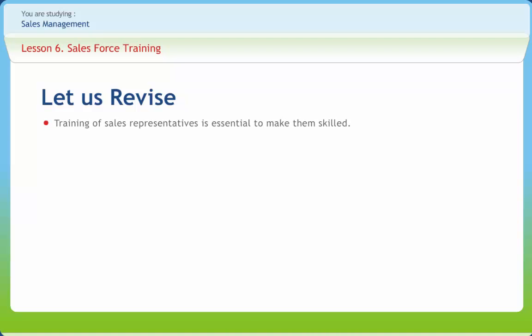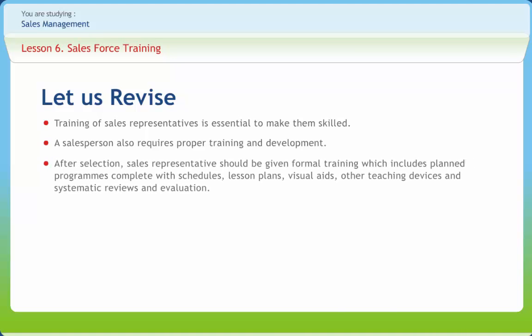Training of sales representatives is essential to make them skilled. Just as a gifted athlete needs coaching and practice to perform at his best, similarly a salesperson also requires proper training and development. After selection, sales representatives should be given formal training, which includes planned programs complete with schedules, lesson plans, visual aids, other teaching devices, and systematic reviews and evaluation.